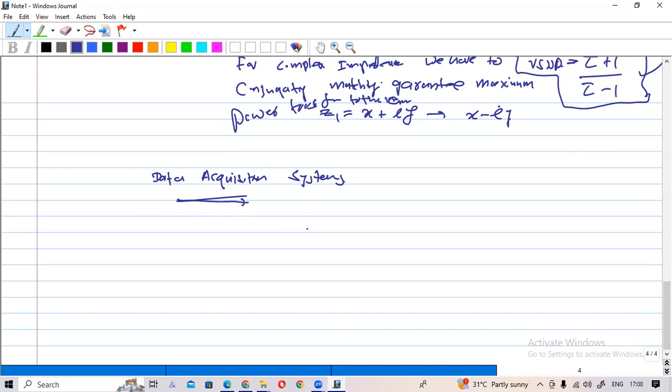For example, let's say you want to measure the temperature from 6 a.m. to 5 p.m. So you have to use a temperature sensor. Depending on the temperature, it will give us a voltage. So you can get the data here. That means you get the data.